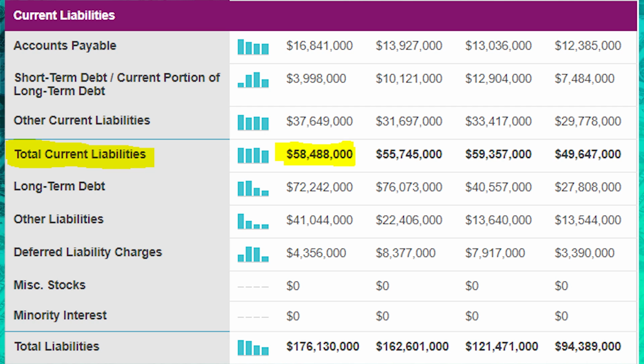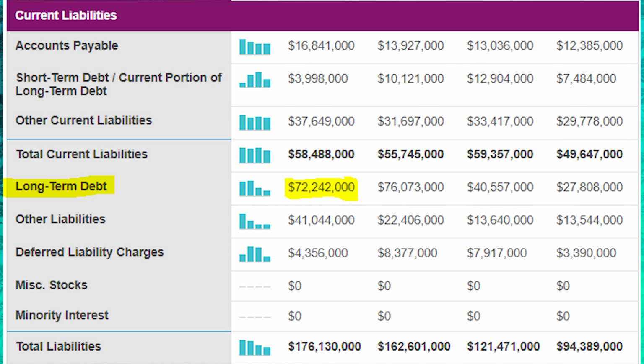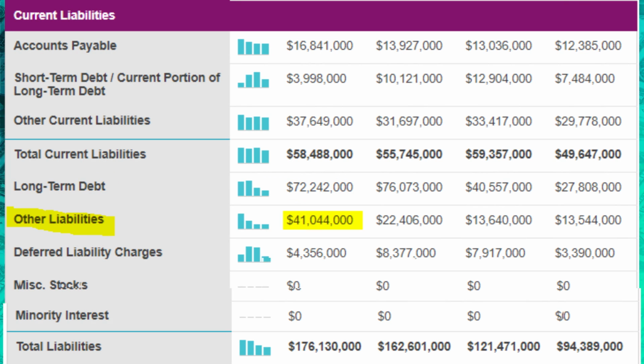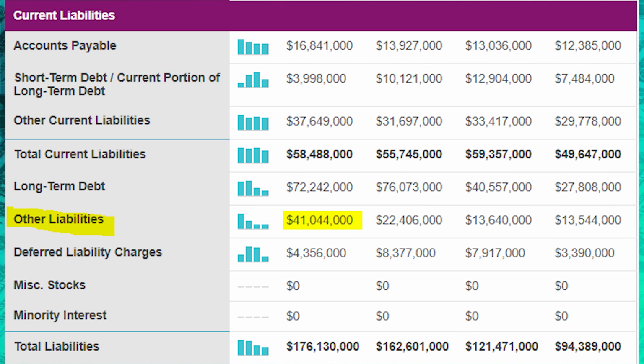Okay, moving on to long-term liabilities, we start with long-term debt at over $72 billion. And this is just debt that doesn't necessarily need to be paid within 12 months, although it obviously can be. Then we have other liabilities at $41 billion. And next we have deferred liability charges at $4 billion. That's sort of like future liabilities that haven't necessarily been acquired yet, but they will eventually in the future.